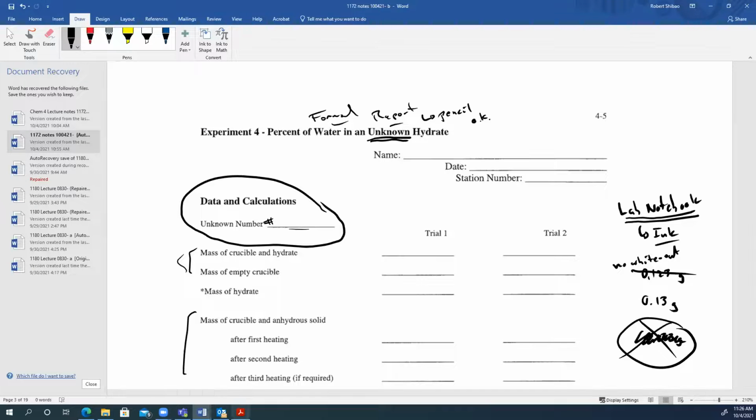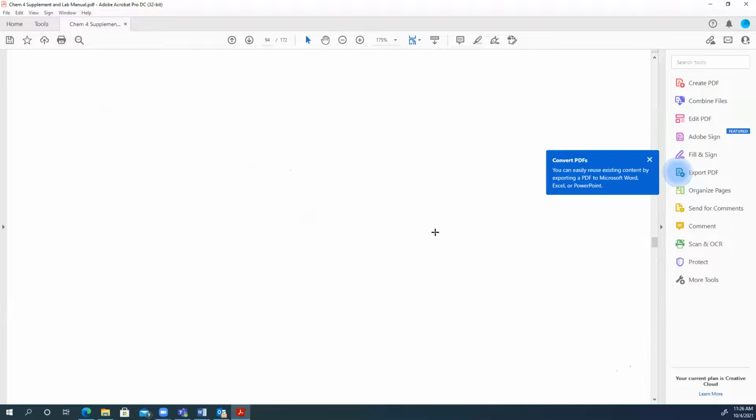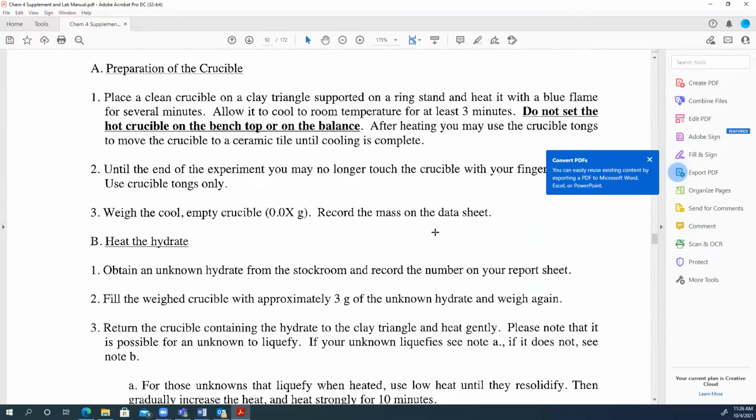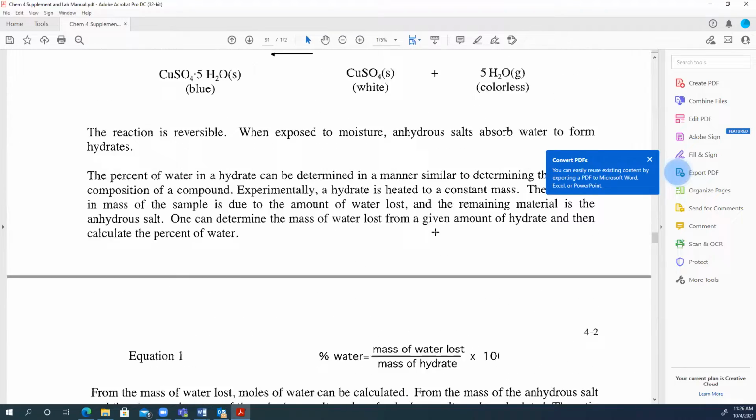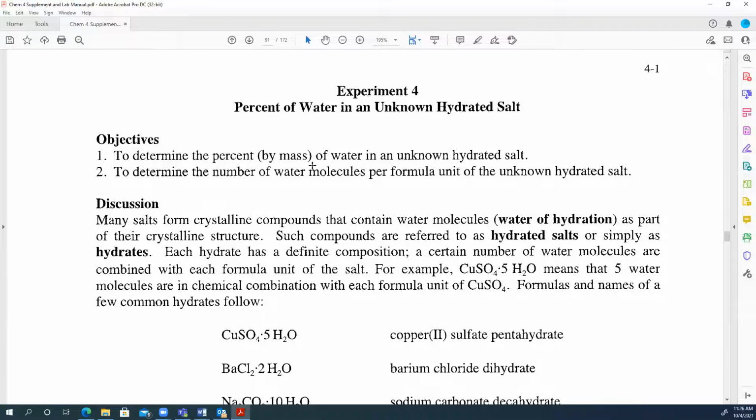And so let's take a look at the previous pages here. This is just the data. Let's look at the write-up for this experiment. Objectives: to determine the percent by mass of water in an unknown hydrated salt. So percent by mass of water, what do we need for that?